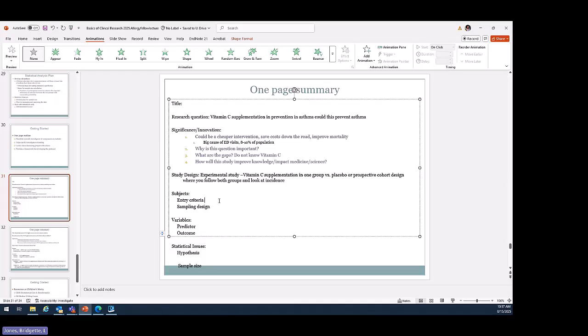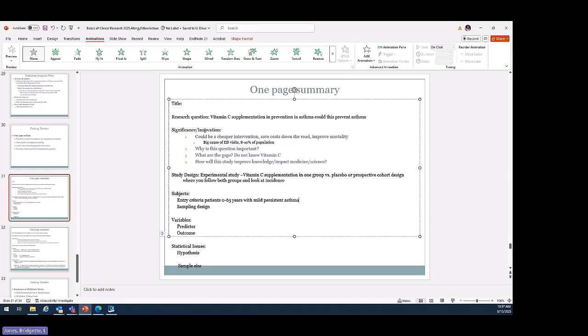Yeah, you could do patients, depending on the severity of asthma you wanted to look at. You could do patients ages 0 to 65 who have been diagnosed with mild persistent asthma, maybe. Okay. So patients 0 to 65 with mild persistent asthma.